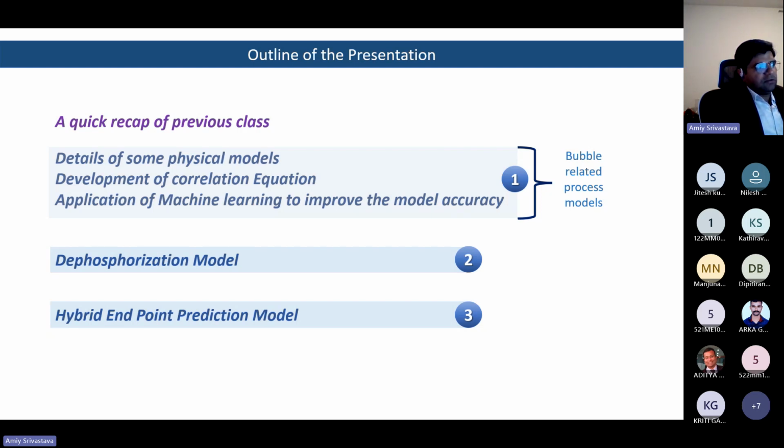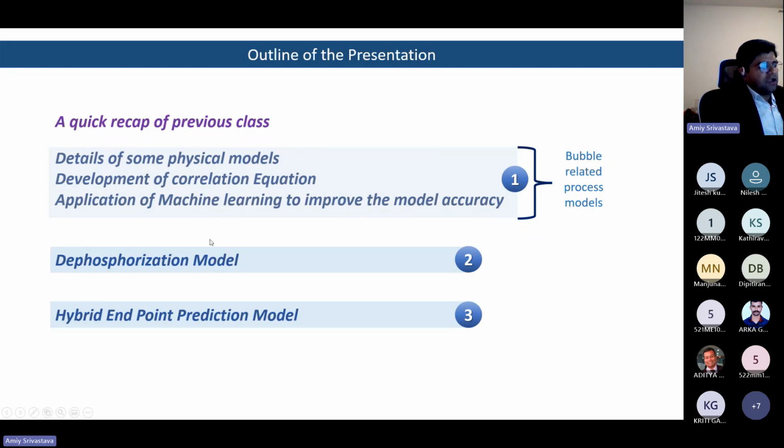We will see how people were making the equations back in the day, and then we will talk about how we can improve those equations if we apply machine learning to improve the model accuracy. And I will talk about bubble-related process models. Yesterday we just touched upon bubble-related process models, but today I will give more details about this. Once it is done, it will cover the major part of my presentation.